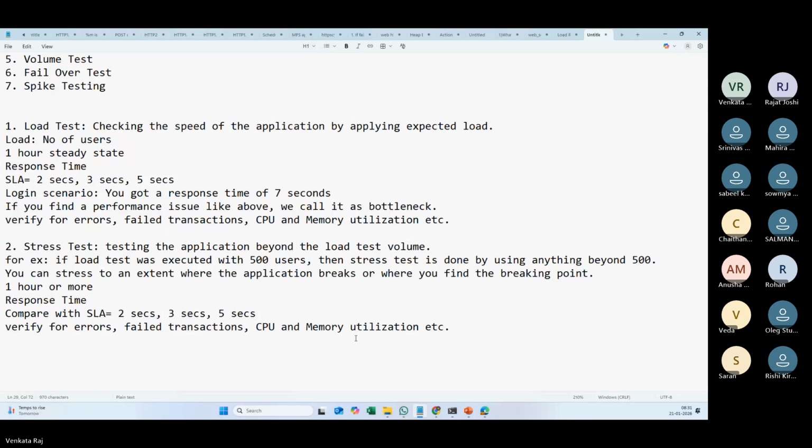Most of the times we try to stress it and break it, because we want to know what the breaking point is, so that we can tell the client, hey, your application with this capacity, with these server configurations, will be able to manage this number of users only. So the client will have a clear picture of the max number of users that the application is going to support.